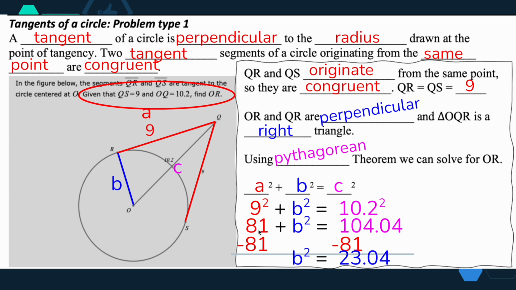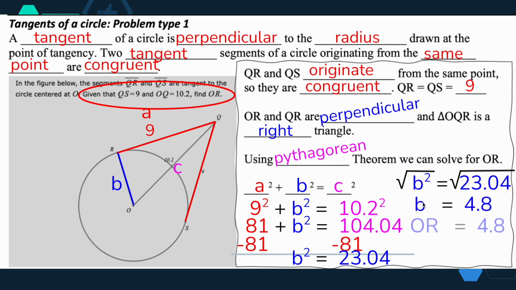So I just subtracted. 81 minus 81 cancels on this side, right? So now I'm going to take the square root because I don't want to know what B squared is. I need to take the square root of both sides so that I can find out what just B is, because the square root of B squared is just B. And then when I do the square root of 23.04, I get 4.8. So that means that OR, instead of just B, I'm relabeling it OR, is 4.8. That doesn't say OR, it's the length OR.